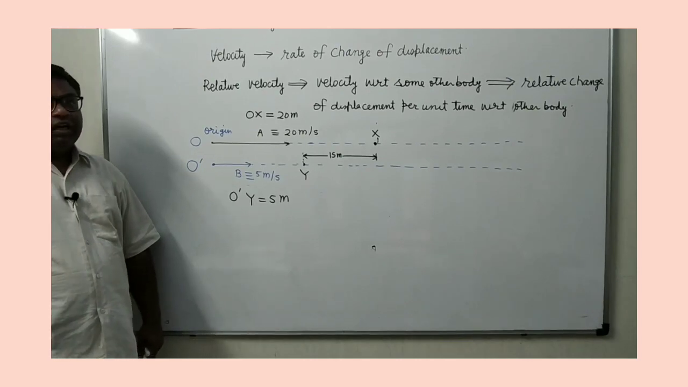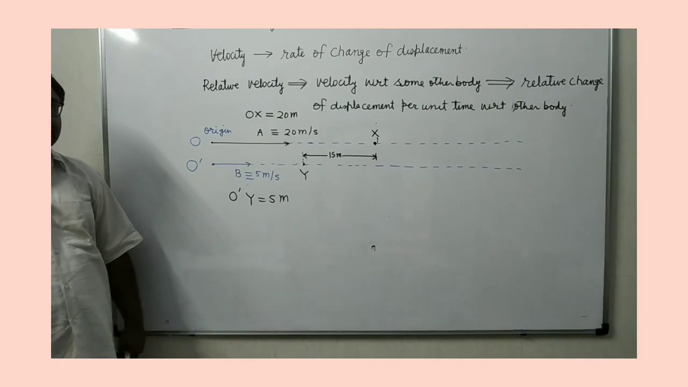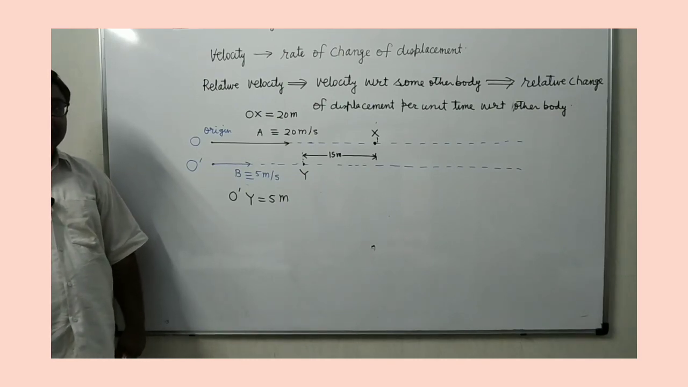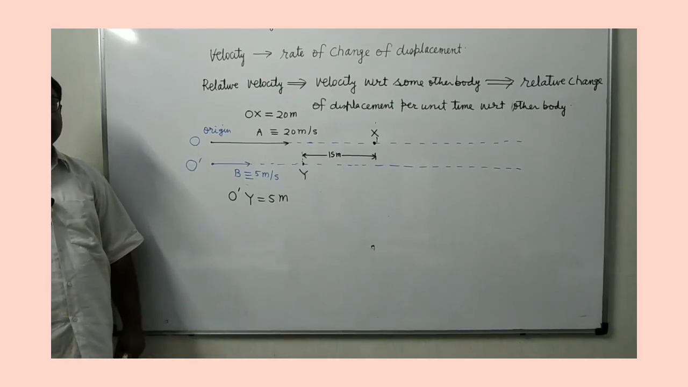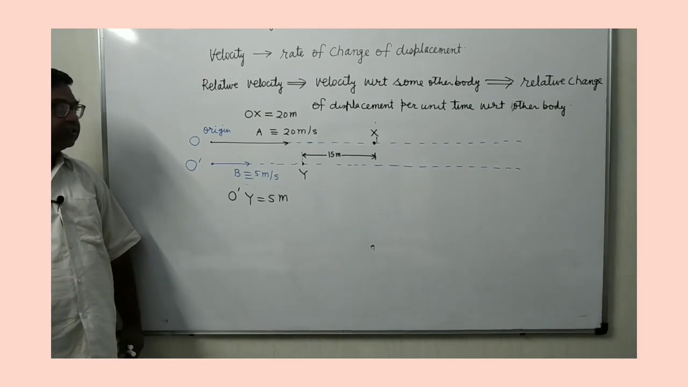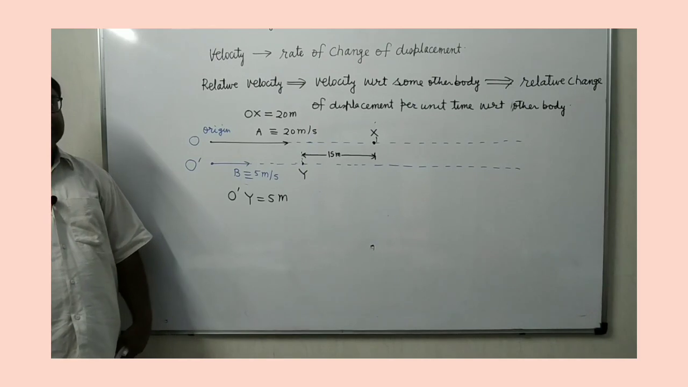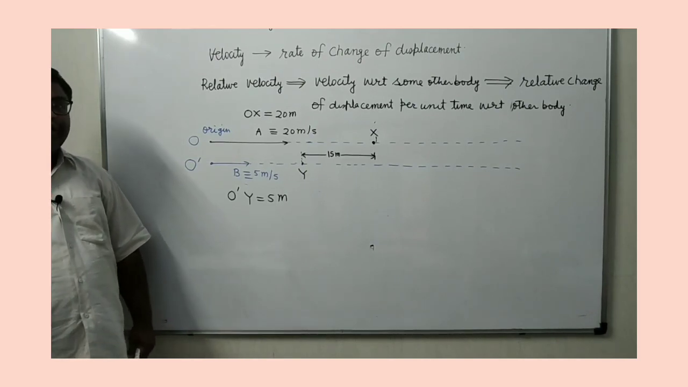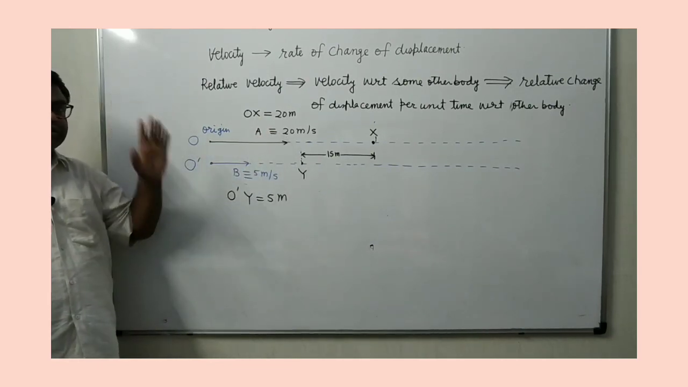Is it clear? Now what is the relative velocity of Y with respect to X? That will be minus 15 meter per second. Why? Because now Y is lagging behind A. Is it clear? So that will be minus 15 meter per second in the case of Y. But if you see the relative speed, the relative speed here comes out to be the difference of these two.